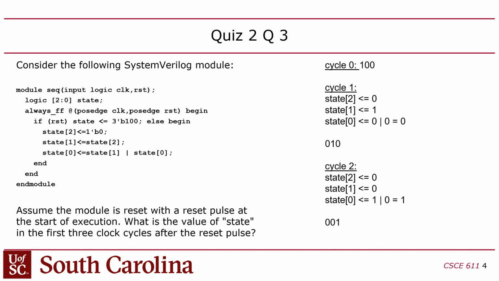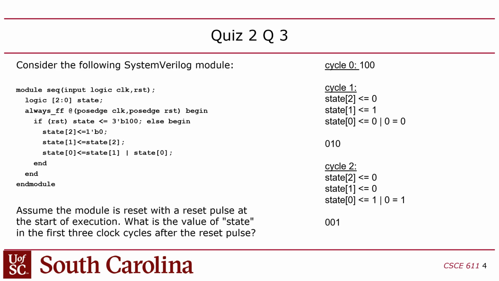Now the tricky part here is you have to keep in mind that these are non-blocking assignments, which means that whenever you reference state on the right-hand side of the assignment, that's going to be referring to the old state from the last clock cycle, right? And the order of these statements doesn't matter, right? So there's no data dependencies in here, right? So the way you have to work this out is whenever you look at the next state, you have to look back at what state was in the previous cycle.